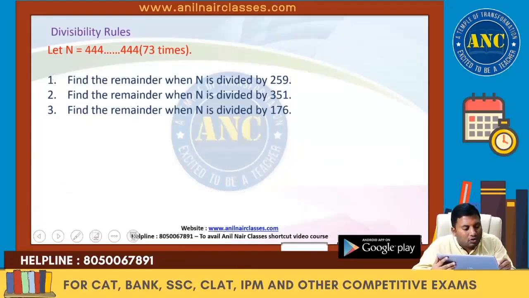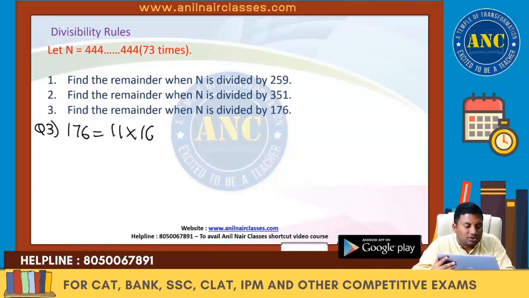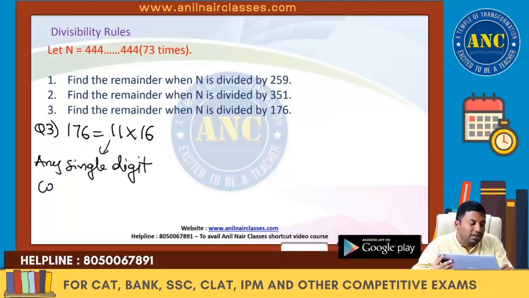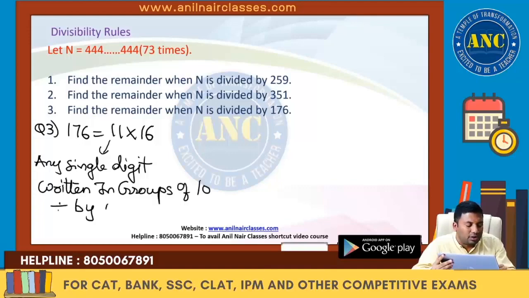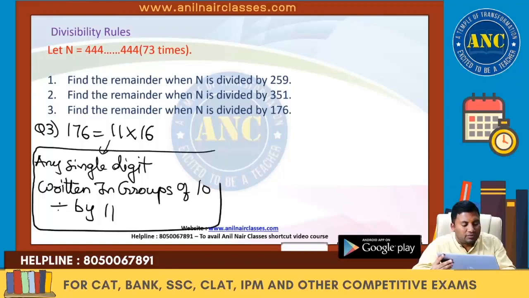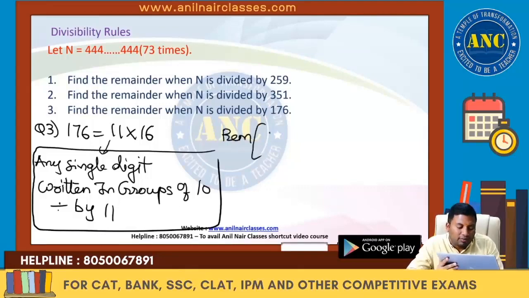Question number 3 is 176. 176 is 11 into 16. Now, what is the concept that we used for 11? Any single digit written in groups of 10 is always divisible by 11. Any single digit written p minus 1 times is always divisible by p if p is a prime number. So 10 sevens are 70. 3 more are there.